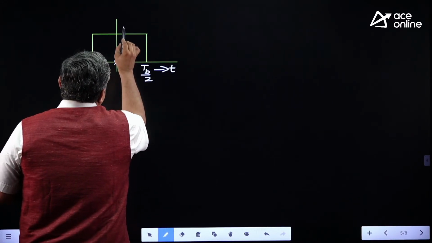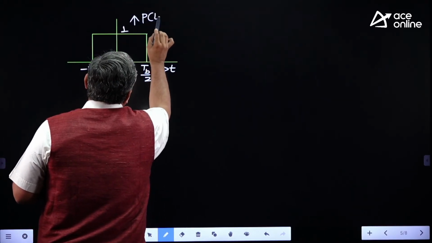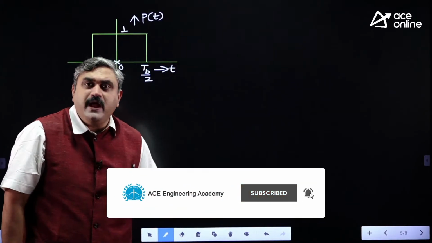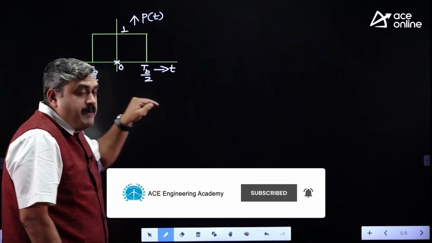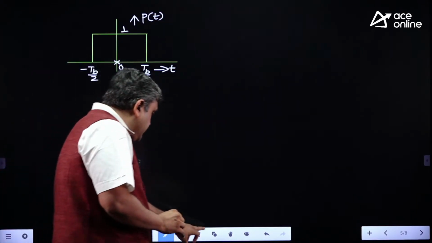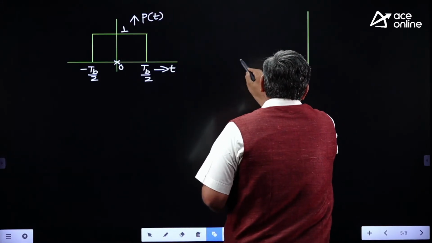Let us assume the amplitude is 1. This is a pulse that I am using for representing, let us assume, binary bit 1. So how will you decide the bandwidth? You will decide the bandwidth by taking its energy spectral density. So what is the energy spectral density for a rectangular pulse? It will be a square function.